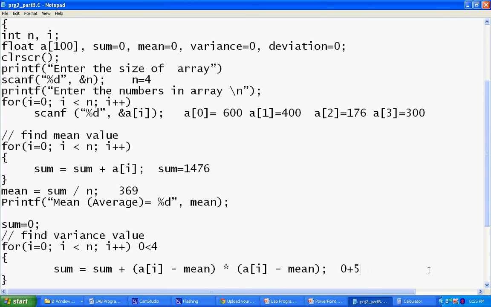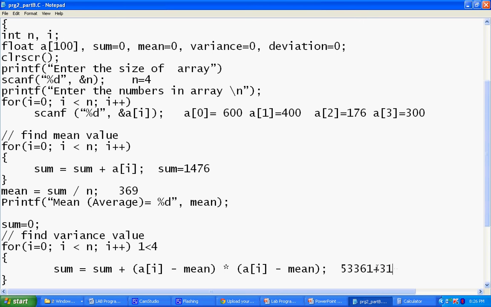It goes on continuing, and the value of I gets incremented, so the value of I becomes 1. It goes for taking the value of this one, that is 400. So like this, it goes for adding up each and every value, the square of each and every value, as the square of 400 minus 369. So I'm going to get the value 31 here. I have to take the square, 31 into 31. It just goes for adding each and every value.